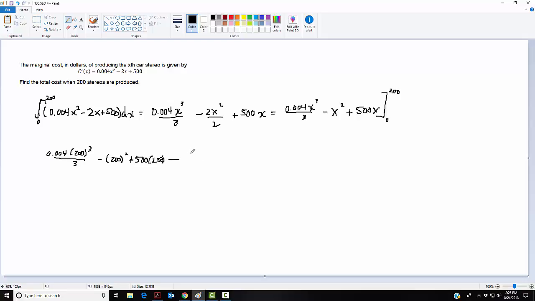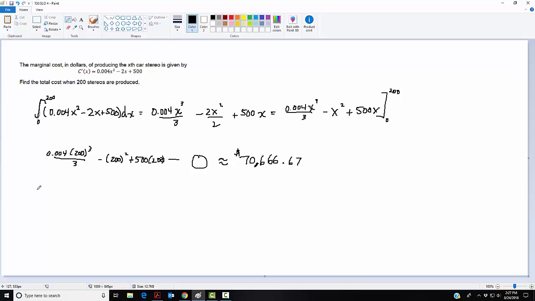Then we subtract off the lower bound when we plug in 0, but basically when you plug in 0 here, it's going to be 0. Plug in 0 here is 0. When you plug in 0 here, 0. So basically we're subtracting off 0. And what this is going to be approximately is 70,666.67. Okay? So that's our answer. That's how much the total cost will be.